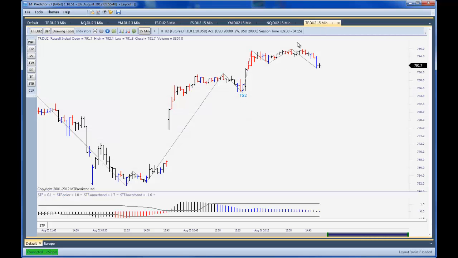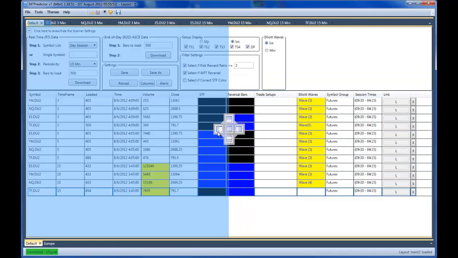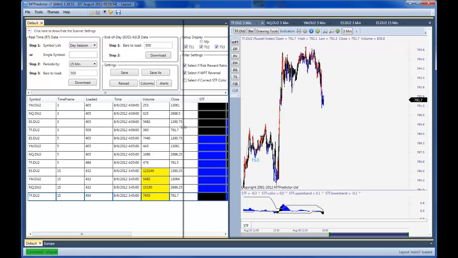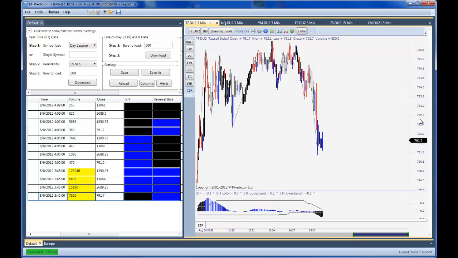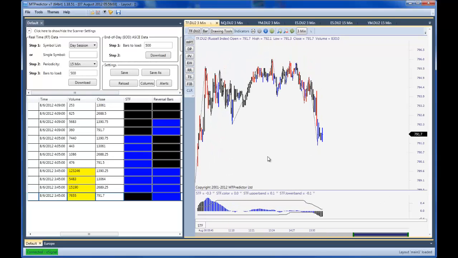15-minute Russell Index chart it's drawn immediately, and you can do really nice things by moving the charts around like that, so you can have your scanner sitting beside any of the charts you wish. So there are loads of neat things you can do in version 7 to make your trading day that much easier and a lot more organized.